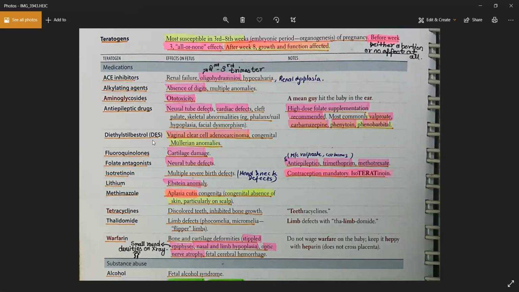Then you have DES, diethylstilbestrol, which was initially given as a supplement, or you can say as a replacement for estrogen. But soon it was discovered that it can cause teratogenic effects. It can cause vaginal clear cell adenocarcinoma. Normally you have squamous cell carcinoma in the vagina, right? So how can you have an adenocarcinoma?